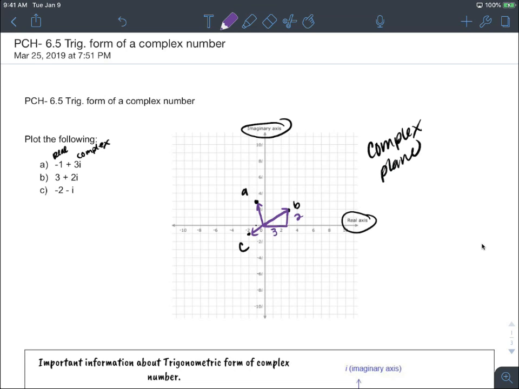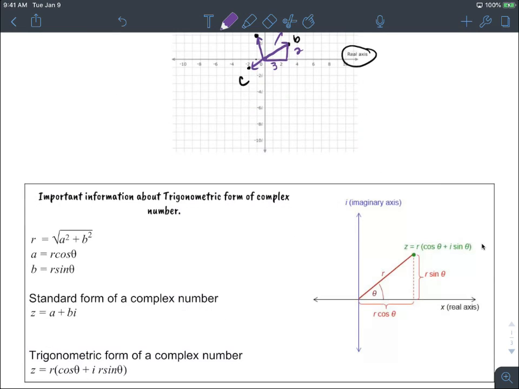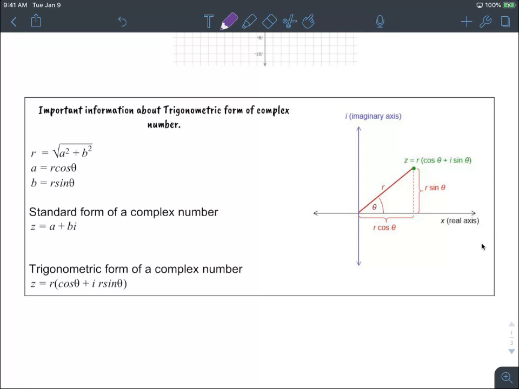And then the length of the vector is the magnitude, or the radius in trig, or we can call it the modulus. Yeah, modulus. That's another word for that. Okay, so the magnitude.